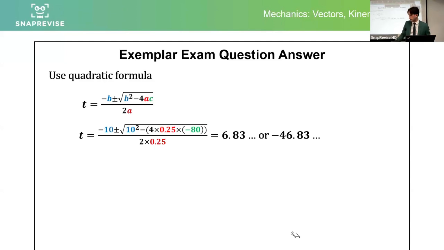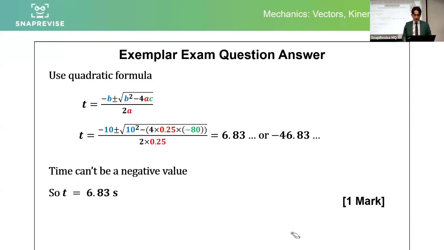And you could use the quadratic formula. You could actually just use your polynomial solver on your calculator. And we get a time of 6.83 seconds. And a final mark for giving the right units and the right number of decimal places as well. Okay, so that's really, really important. Now, let's keep going. That was really good.